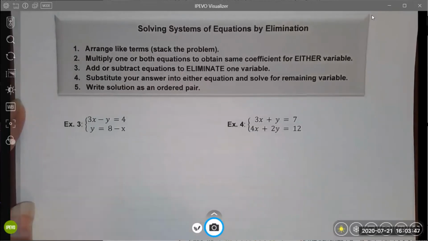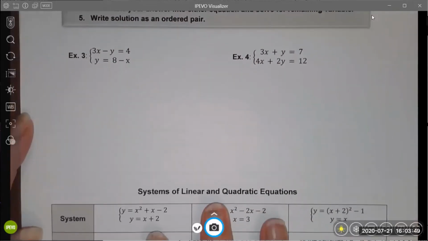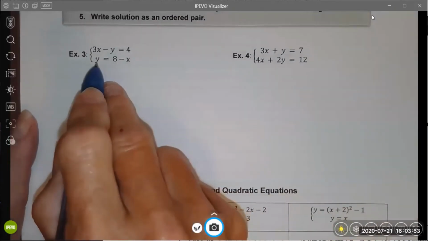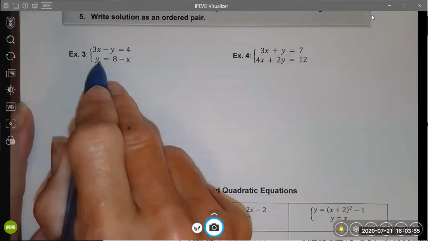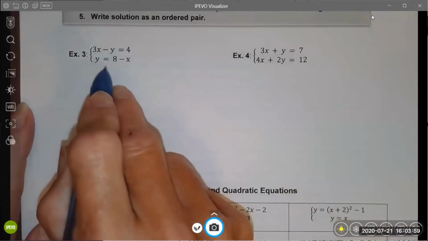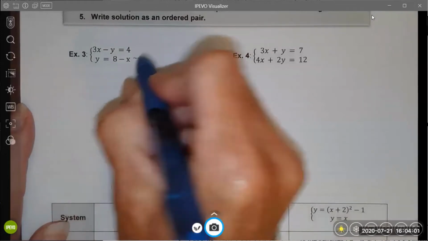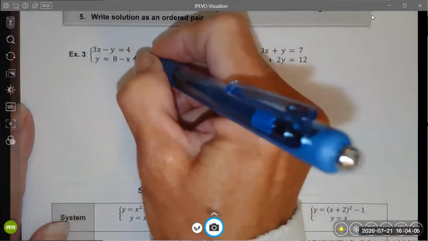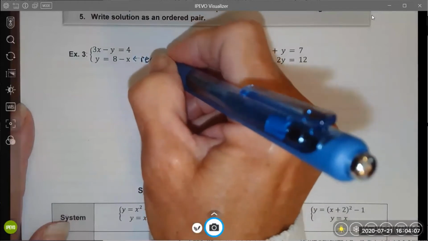Let's try this first example, shall we? All right, step number one is going to be rearranging, easy for me to say, rearranging one of these equations. And I'm choosing to rearrange this one. What is up with my pen? Rearrange.